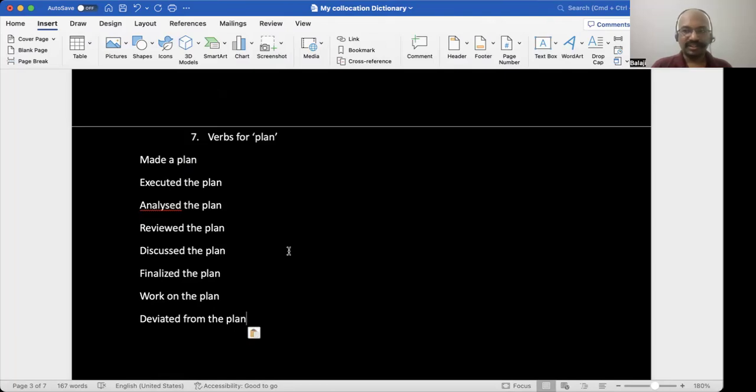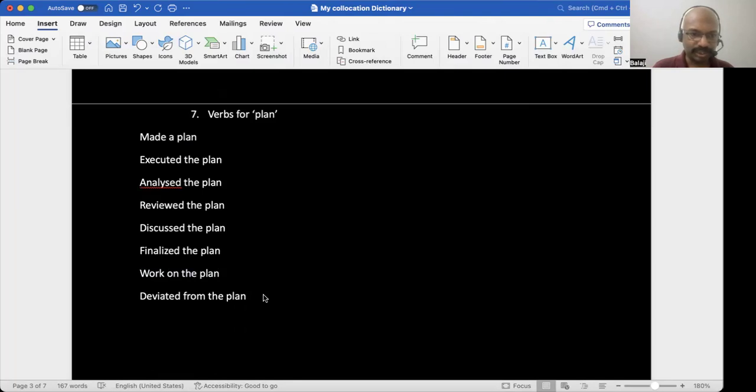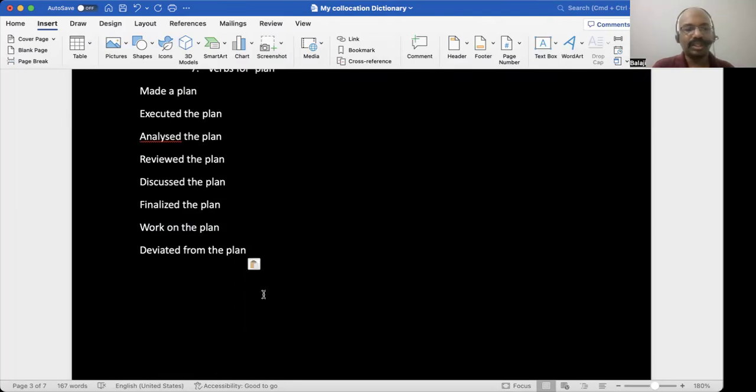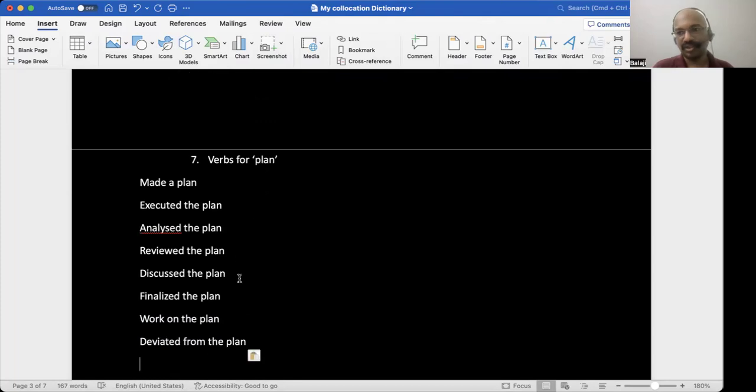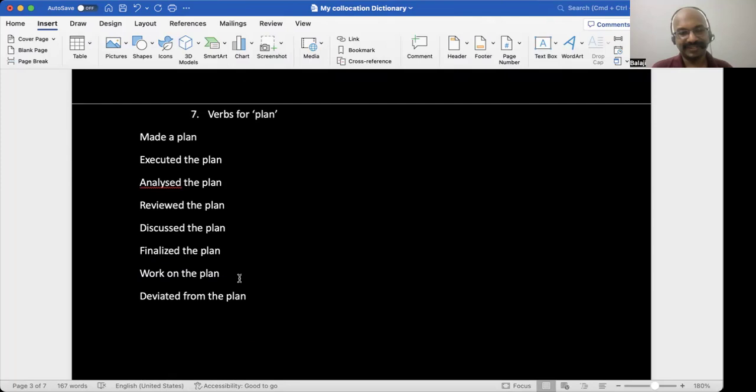I've used the past tense in the first one. We made a plan or we executed a plan. I have used past tense for everything apart from work on the plan. But depending on the context, you have to use the correct form of the verb. We review the plan sometimes. Now most of this is in the past tense. I'd like you to try and use some of these expressions in sentences.